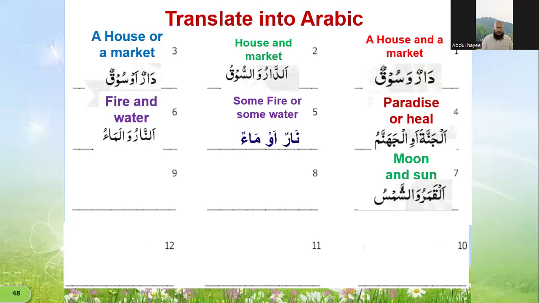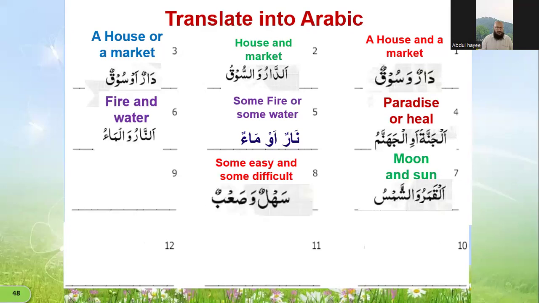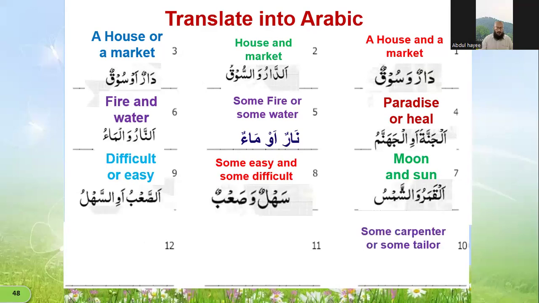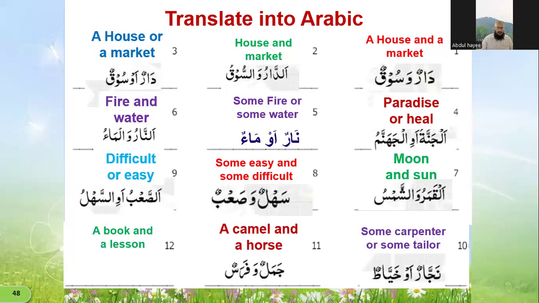Moon and sun, al-qamaru wash-shamsu. Some easy and some difficult, sahlun wa sa'bun. Difficult or easy, as-sa'bu as-sahlu. Some carpenter or some tailor, najjarun aw khayyatun. A camel and a horse, jamalun wa farasun. A book and a lesson, kitabun wa darsun.